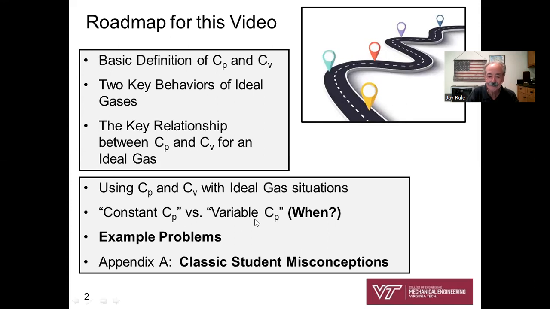Now, a little complexity is added. Sometimes we can use C sub P as a constant. Sometimes we must use C sub P as a variable. Well, when do we do that? I'm going to talk about that in detail. I'm going to give you a couple of simple example problems to illustrate using specific heats for ideal gases. And then I'm going to quickly mention some classic student misconceptions about using specific heat and ideal gases in general. So here we go.